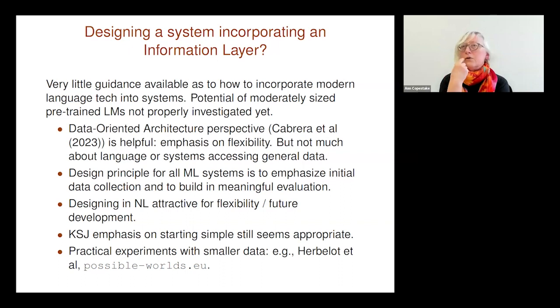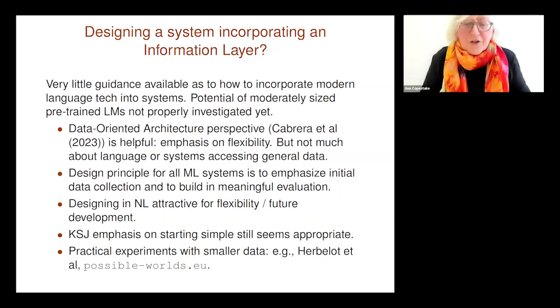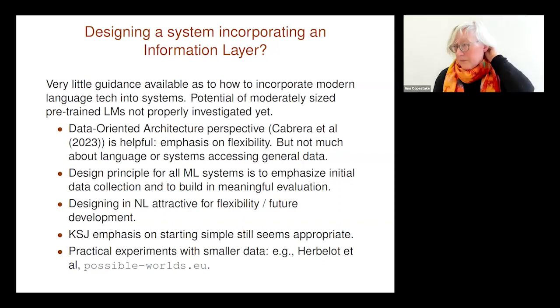It's not the case that if you go to a computer science degree you're going to find out how you can take advantage of language technology. So there are some things coming out which are potentially really helpful. There's this paper by people in my department about data-oriented architecture, which is talking about machine learning systems, with a very strong emphasis on flexibility. But there's almost nothing about language or systems accessing this sort of general information layer.